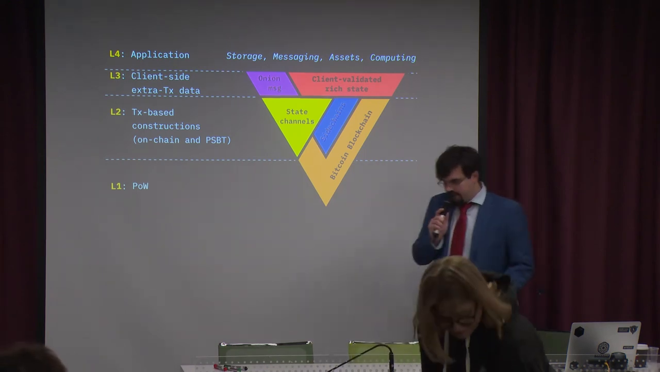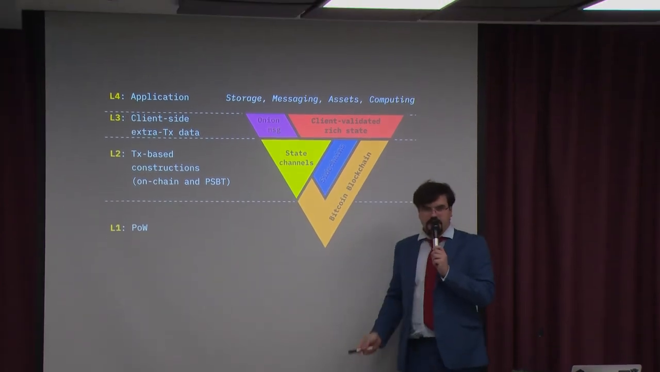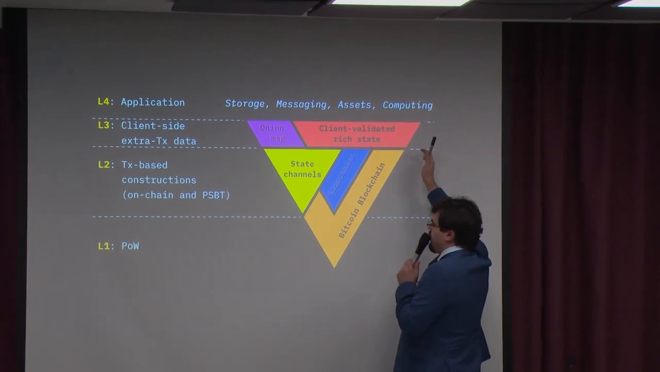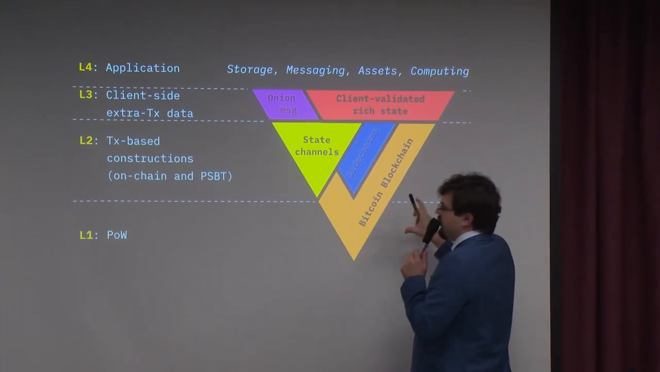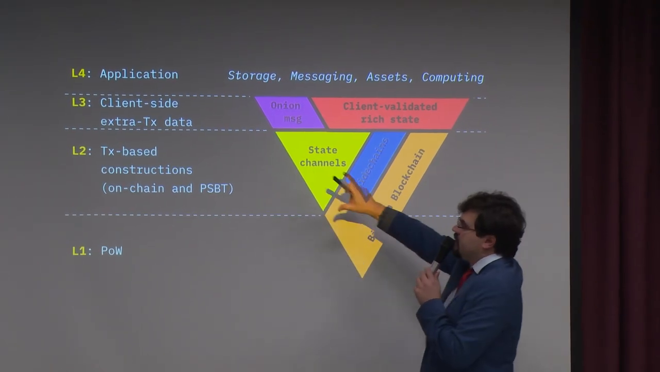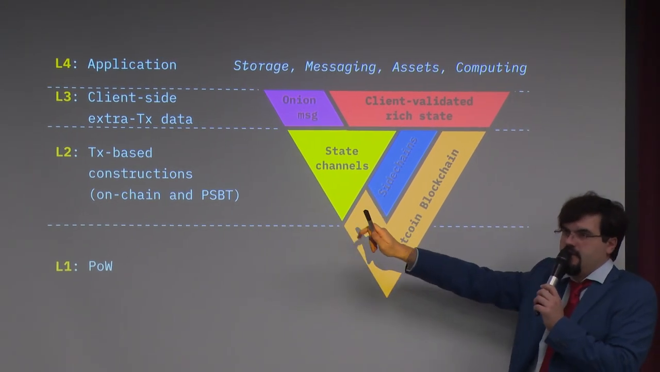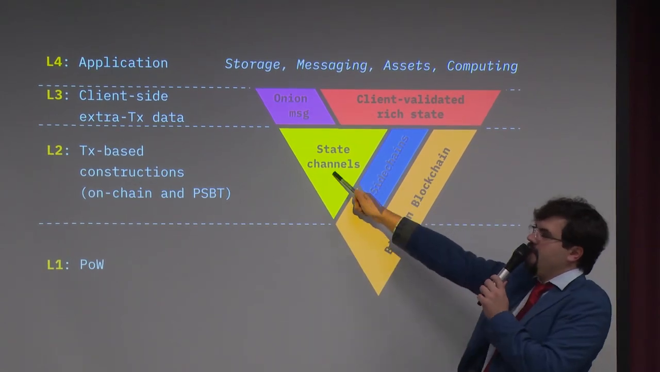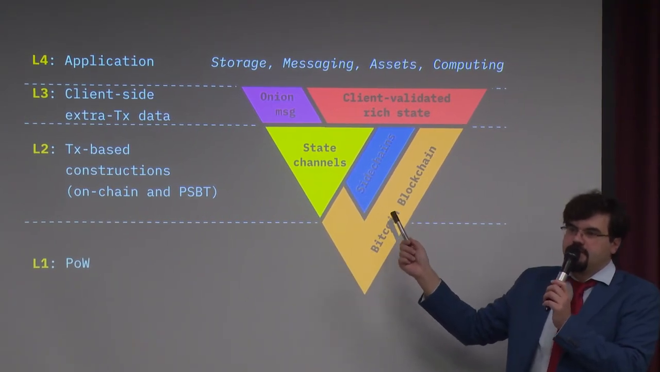This is also a case of how we can think about those layers. You all know this terminology: layer one, layer two, layer three. What are they? We try to define them in such a way that layer one is something that is based on proof of work, which gives you uncensorability. And layer two is something that is based on transaction-based constructions. So I wouldn't say that the Lightning network is the only case for layer two, because sidechains, to a certain extent, are also a layer two technology.